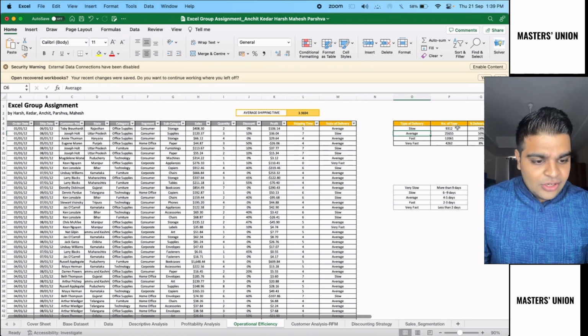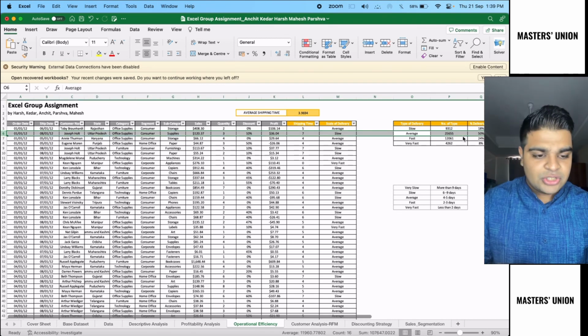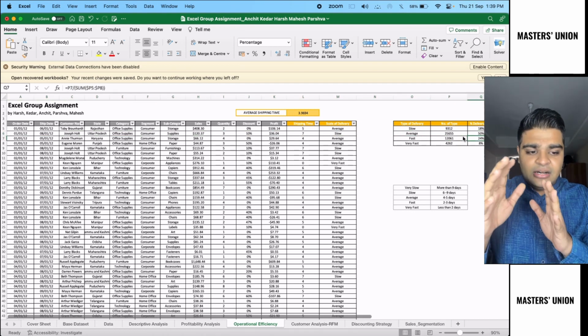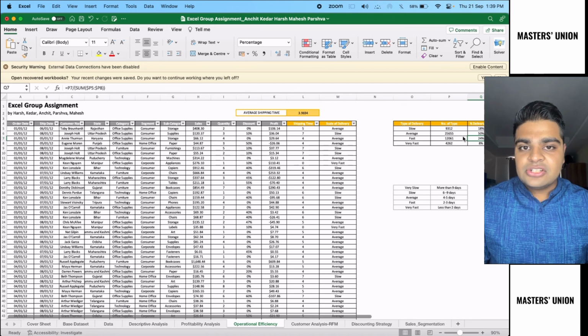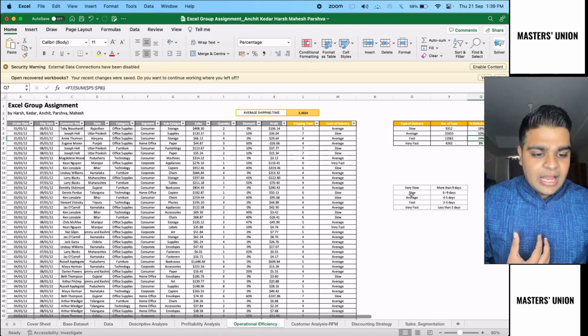So if we look over here, the maximum of our deliveries are in the average category, that is 50% of our data set. Then our fast category is 24%. So as you can see, approximately 75% of our customers' deliveries are between average to fast, which I believe is a very good thing. And how have we categorized?